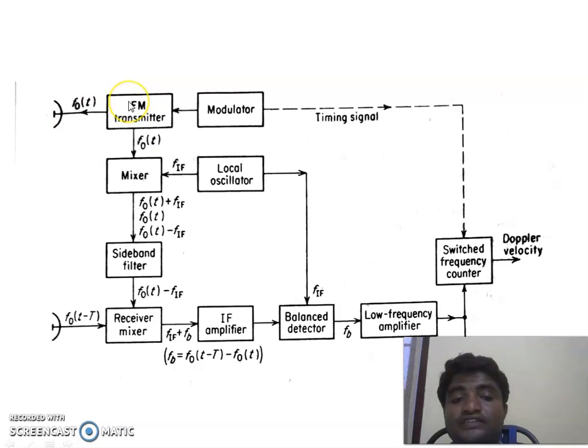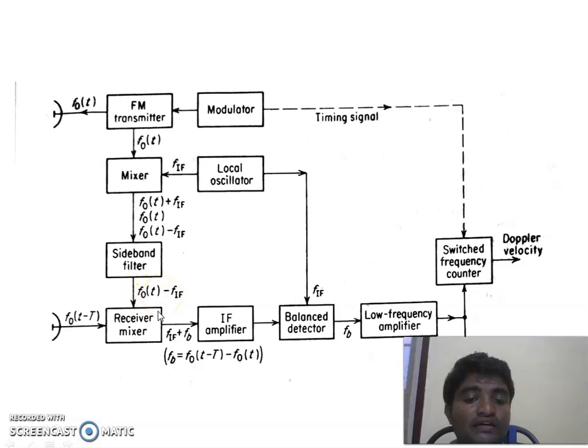The FM transmitter generates a frequency modulated signal where the frequency of the carrier is going to be changed. And then for the mixer, we are going to give two inputs. One is the FM signal, another one is the local oscillator signal. The mixer generates the original frequency, the sum of frequencies, and the difference of frequencies: F0 of t, F0 of t plus FIF, F0 of t minus FIF. And then this sideband filter will select only one frequency, that is the difference frequency. You can select any frequency, but in this block diagram, we selected the difference frequency, F0 of t minus FIF.